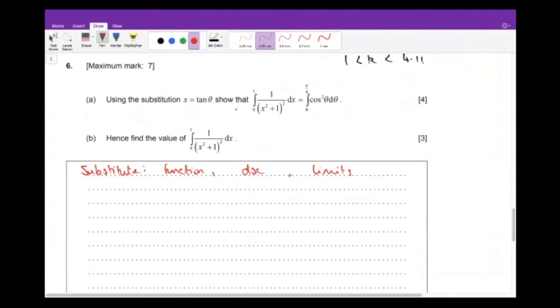So, first of all, we need to substitute the function. Well, that's easy enough. x equals tan theta, we can substitute tan into that. Dx, well, for dx, again, we need to differentiate. So dx by d theta is equal to the derivative of tan, which is going to be, I want to say sec squared, I don't remember off the top of my head.